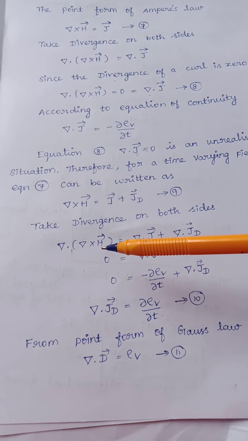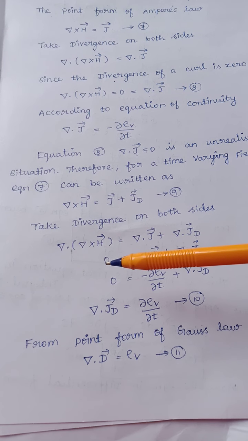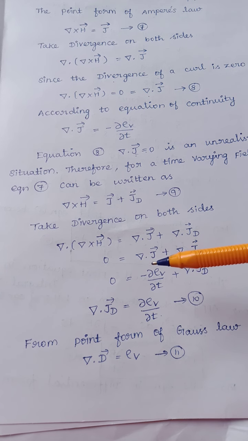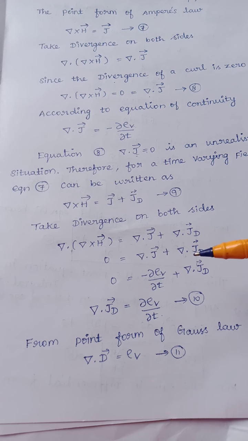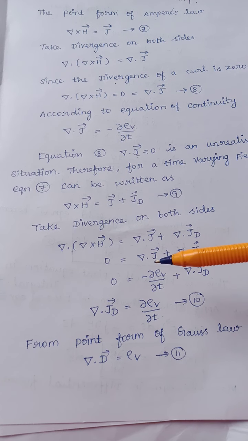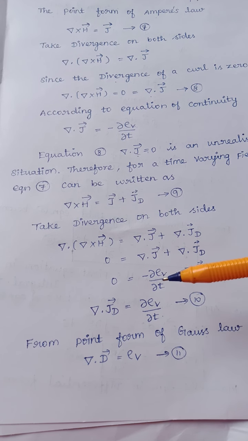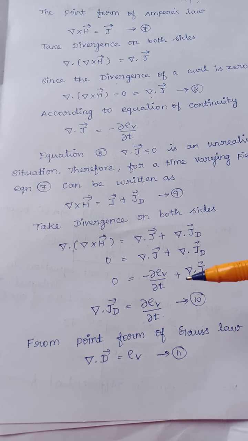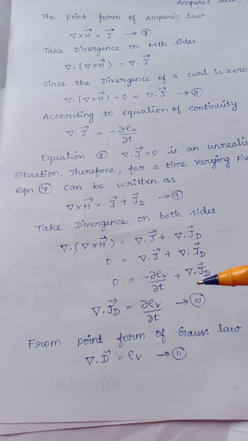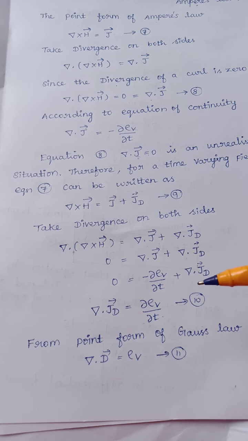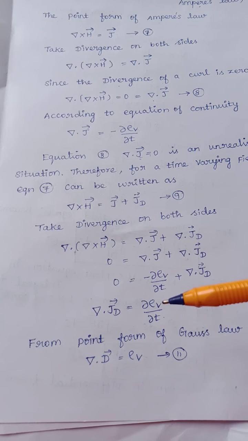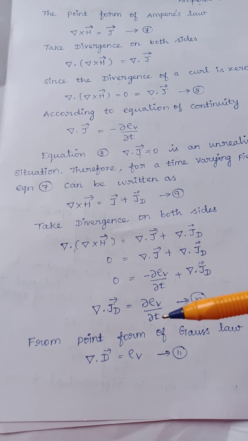Now, as per the null identity, the divergence of a curl of a vector is 0, which is equal to del dot J vector plus del dot JD. Now we know the value of del dot J vector from the equation of continuity, that is minus dou rho v by dou t, plus del dot JD vector. From this equation we get the value of del dot JD: del dot JD equal to minus dou rho v by dou t.